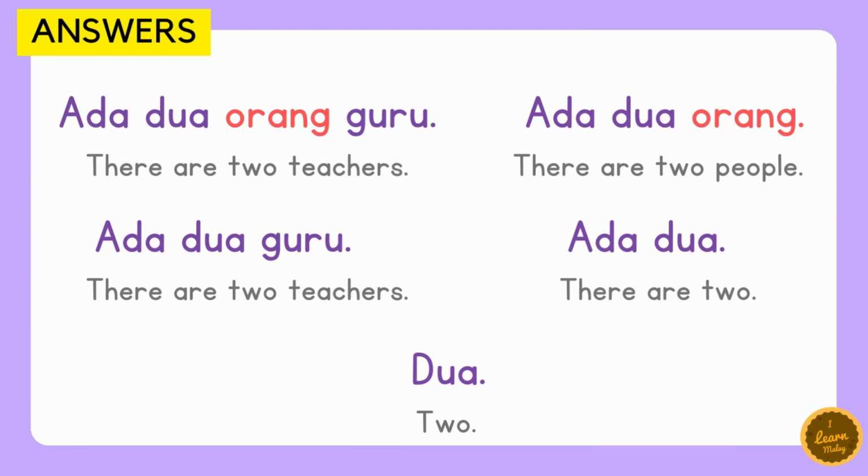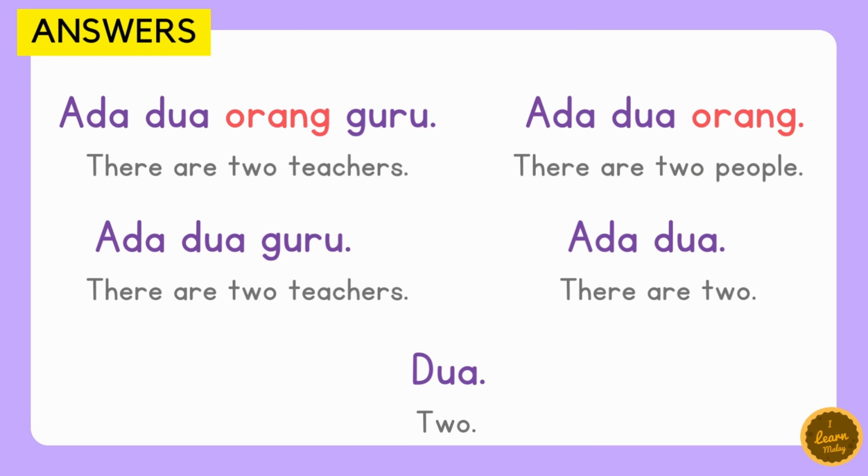For the other options, ada 2 guru, dropping the classifier or penjodoh bilangan, which means there are 2 teachers. Notice, even if you drop the penjodoh bilangan, the meaning in English is still the same. Or when the context is understood, just say, ada 2 orang, with the classifier but dropping the noun classified. There are 2 people. Or even shorter, ada 2, dropping both the classifier and noun classified. There are 2. Or the shortest is 2.